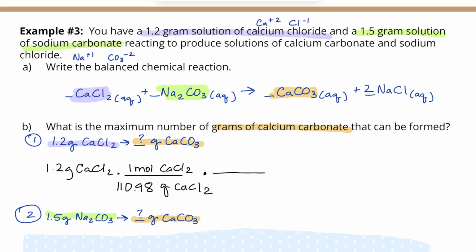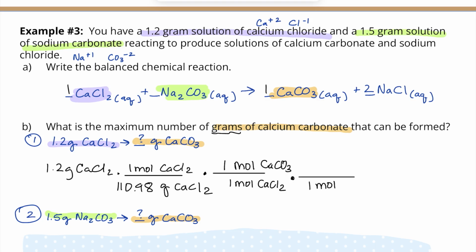Now, my next step is I need to go from the moles of CaCl2 to moles of CaCO3, which is what the problem is asking me to get to. For this, I use my coefficients from my balanced reaction. I have 1 mole of CaCO3 and 1 mole of that CaCl2, so that's a 1-to-1 mole ratio. And then, because this asked for grams, I need to get back to grams of calcium carbonate.